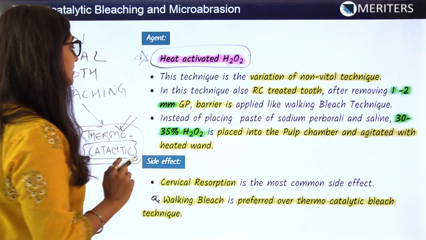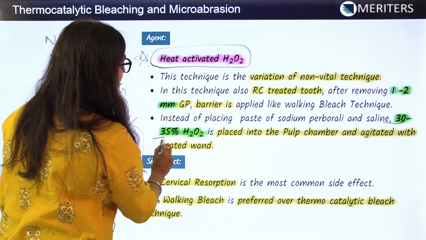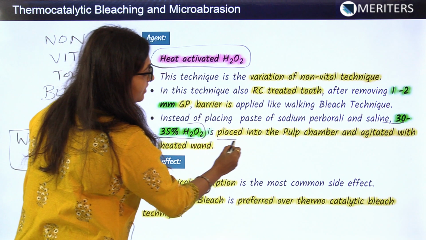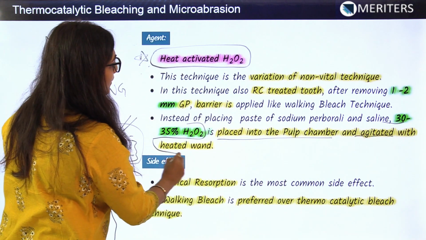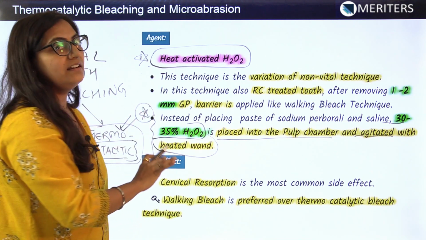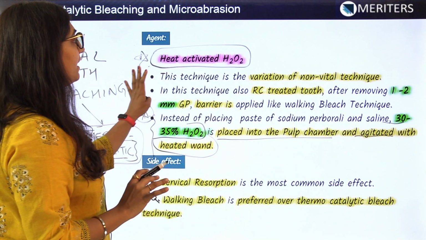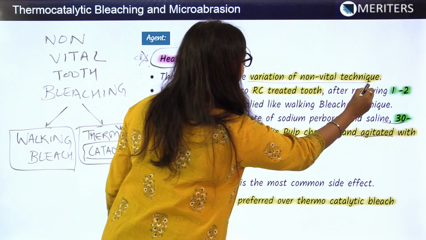bleaching agent used here is 30 to 35% H2O2, which is placed into the pulp chamber and is agitated or activated using a heated wand. This is the mechanism specific to this thermocatalytic bleaching technique. So the technique is a variation of the non-vital technique, that is, the walking bleach technique.